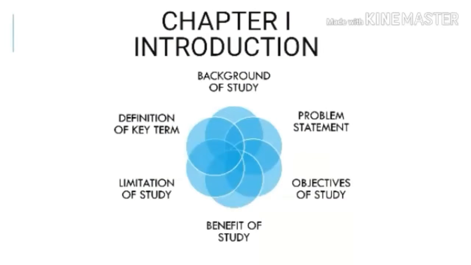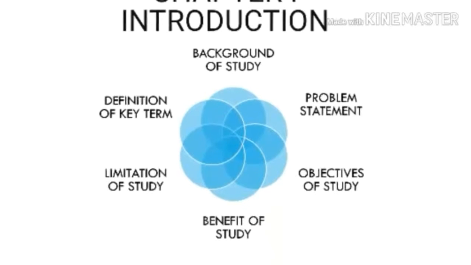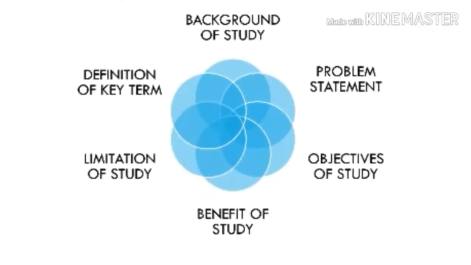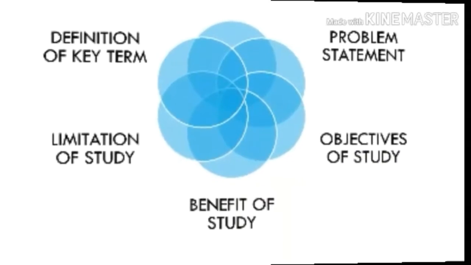About my proposal, the title is An Analysis of Teacher Strategies in Teaching English Vocabulary for 7th Grade Students of Junior High School 1 Kartasura in Academic Year 2019/2020. Chapter 1, Introduction, consists of Background of Study, Problem Statement, Objective of Study, Benefit of Study, Limitation of Study, and Definition of Key Terms.